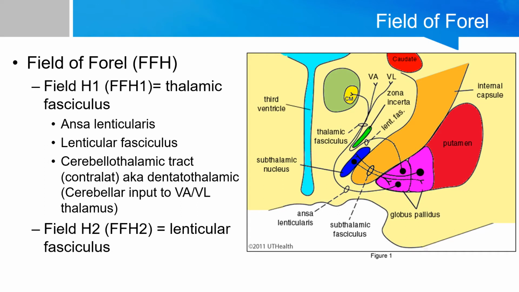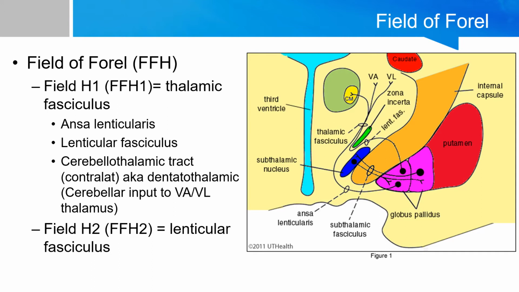Before we go into the output system for the globus pallidus, we have to go over what is known as the fields of Forel fibers. These are a bunch of fibers in an area below the thalamus and consist of three defined white matter areas of the subthalamus. The first is a fiber bundle called the ansa lenticularis, noted here.